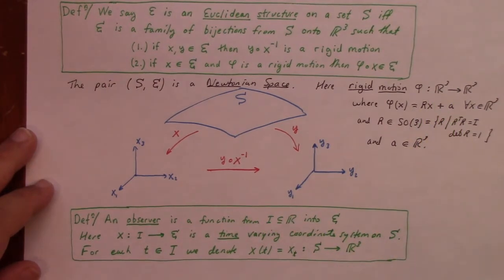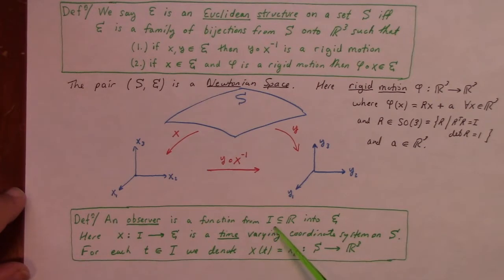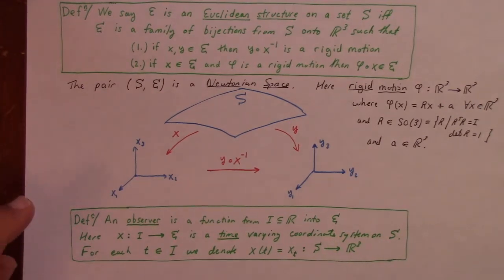All right. So what's an observer in this language? An observer is a function from some subset I of the reals, thinking of this as time, into the Euclidean structure, where for each time you assign one of these bijections. This is a time-varying coordinate system on S. So for each t in I, we denote X of t as X sub t, and this is a bijection from S to R3.